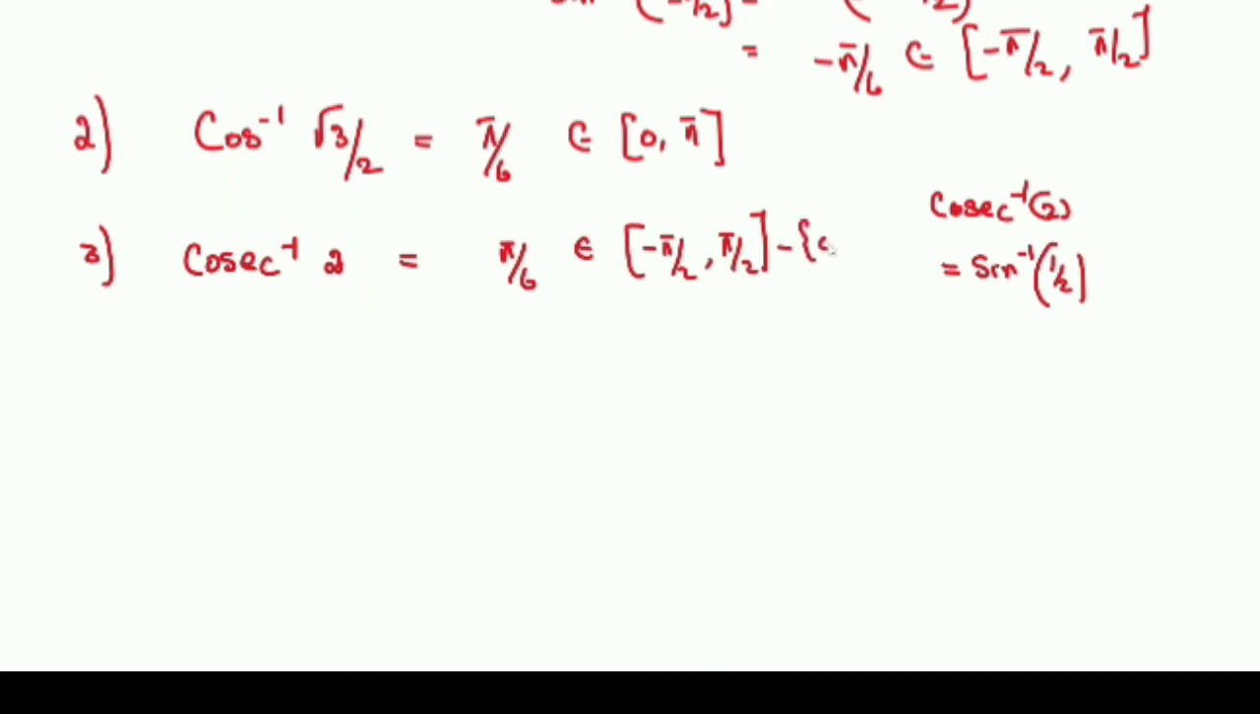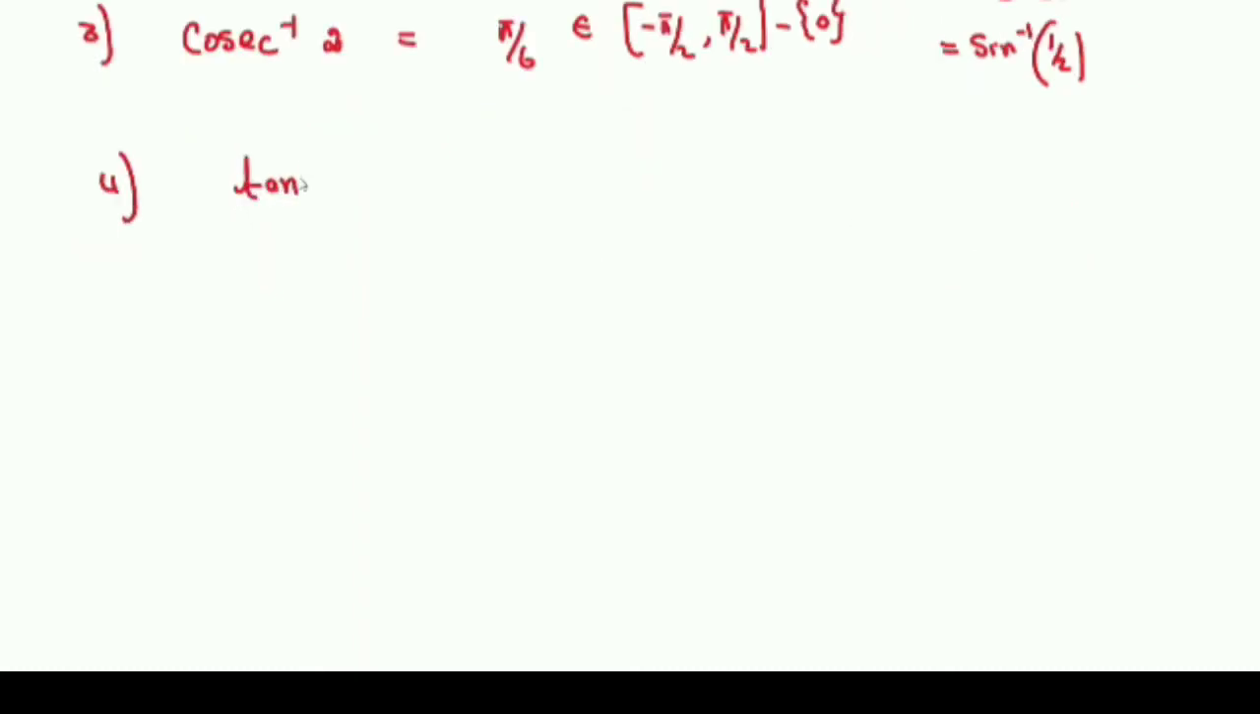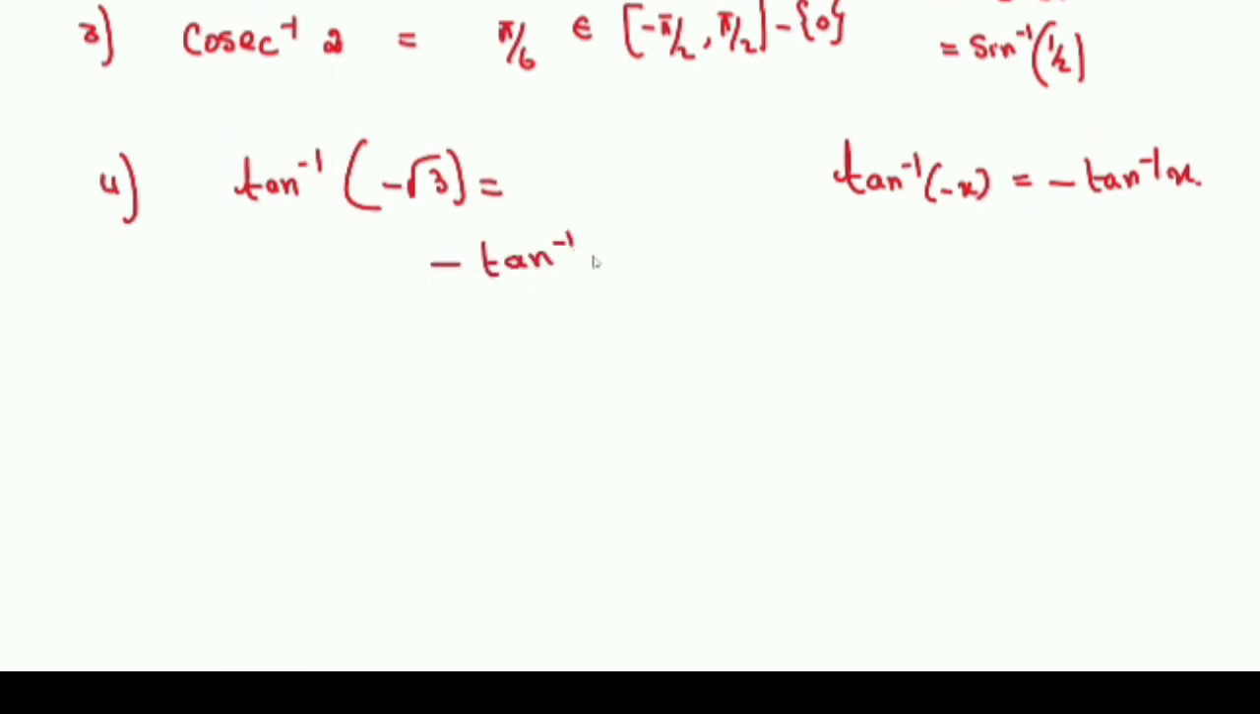Next, tan inverse of minus root 3. I am going to use the property that tan inverse of minus x is equal to minus tan inverse x. So this is minus tan inverse root 3, that is equal to minus tan 60, and 60 is pi by 3. The range of the tan inverse function is the open interval from minus pi by 2 to plus pi by 2.